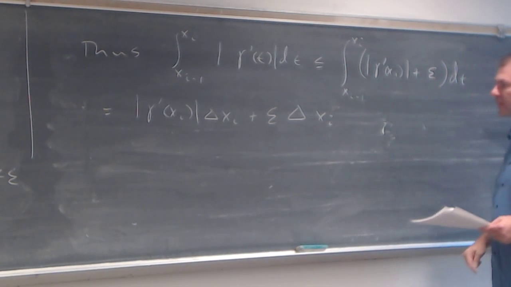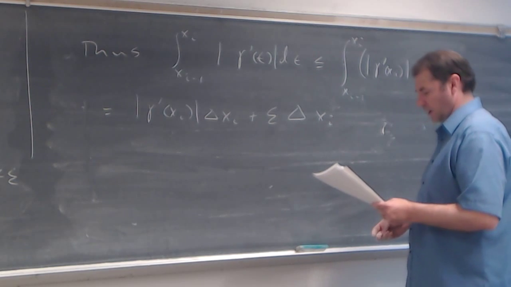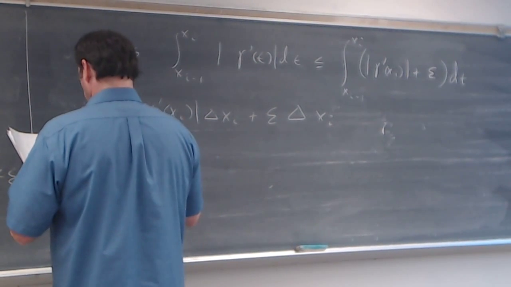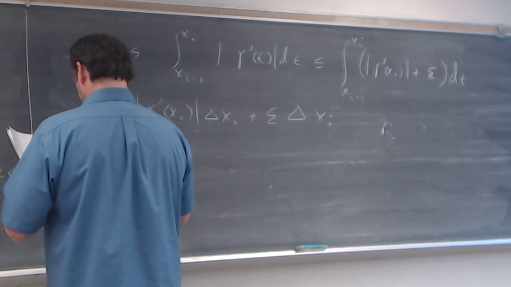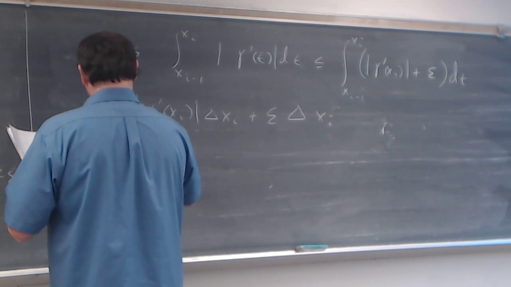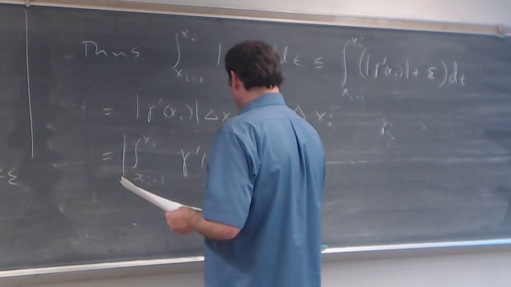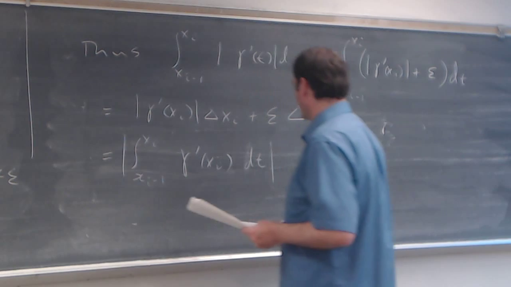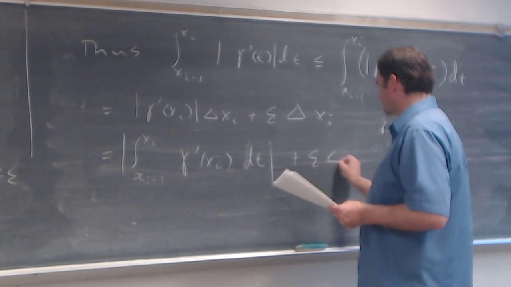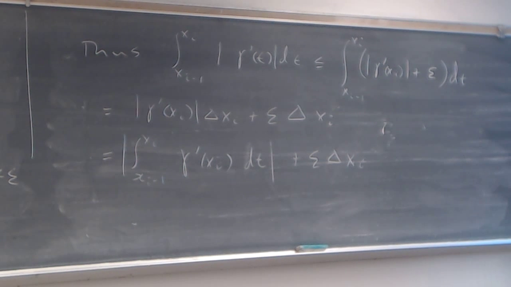This is a norm, but this is a number, and you can bring this number inside the norm because it's positive. What you get is that this yields the norm of the integral from x_{i-1} up to x_i of gamma prime of x_i dt, plus epsilon times delta x_i. So this quantity is the same thing as this quantity because I'm able to move that inside.